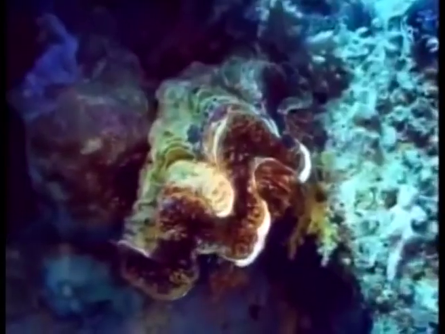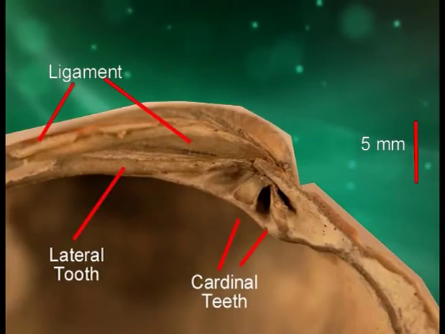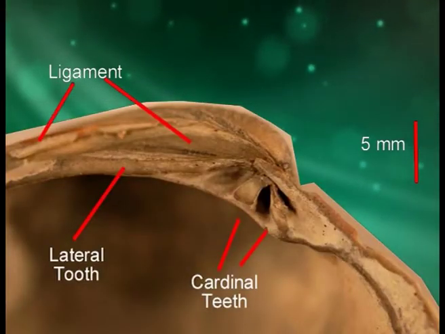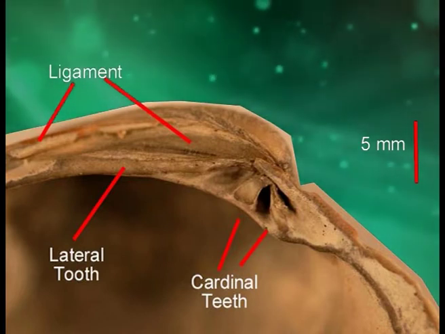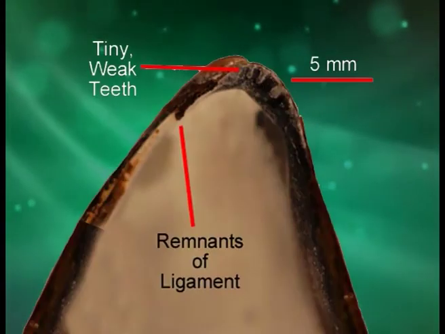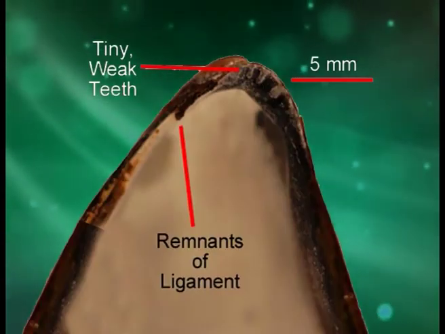For example, Arca. Several types of hinges may be recognized. Number 1, taxodont, where the teeth are numerous and more or less similar in form and size. For example, Nucula. Number 2, the dysodont.